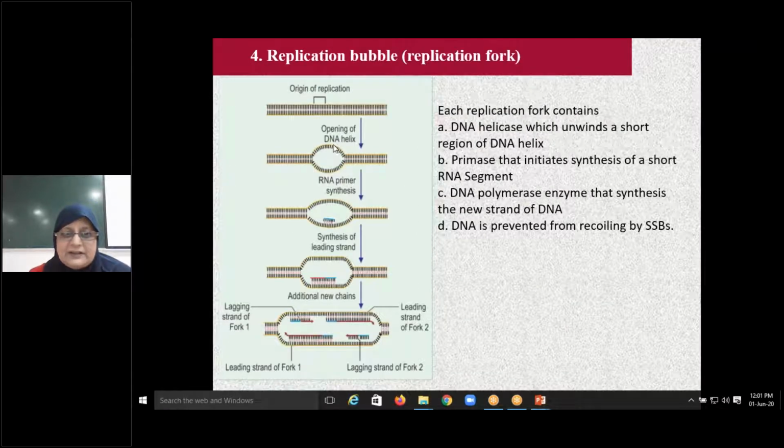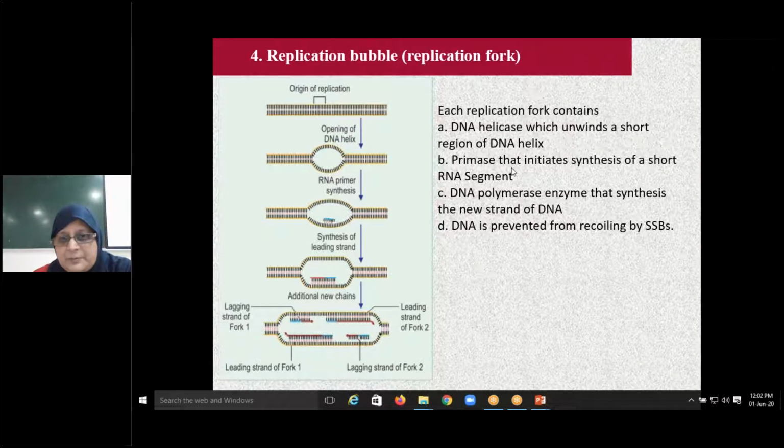Now, once this unwinding by the helicase is occurring, this is the formation of a replication bubble. And with the replication bubble, what you can see is that it has forks. There will be two forks, one fork here on the one side, fork 1 and fork 2. Two forks will be formed at the same time. Each replication fork contains DNA helicase, which unwinds a short region of the DNA helix. So one helicase will unwind from this end, another helicase will unwind from the other end.